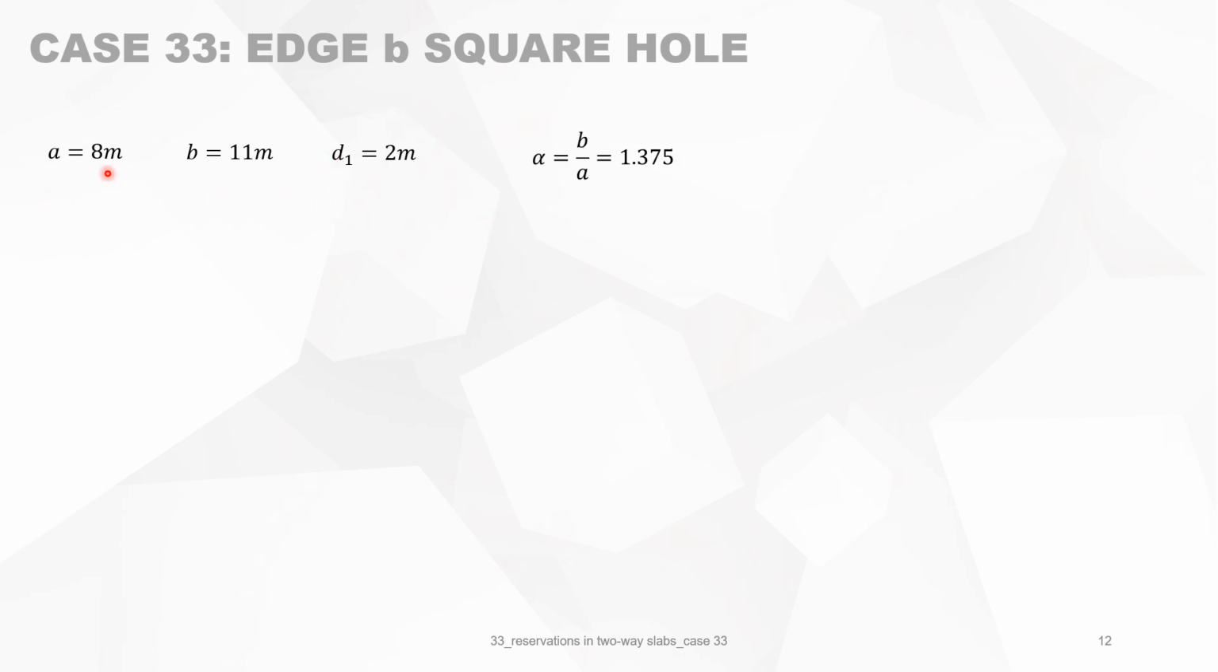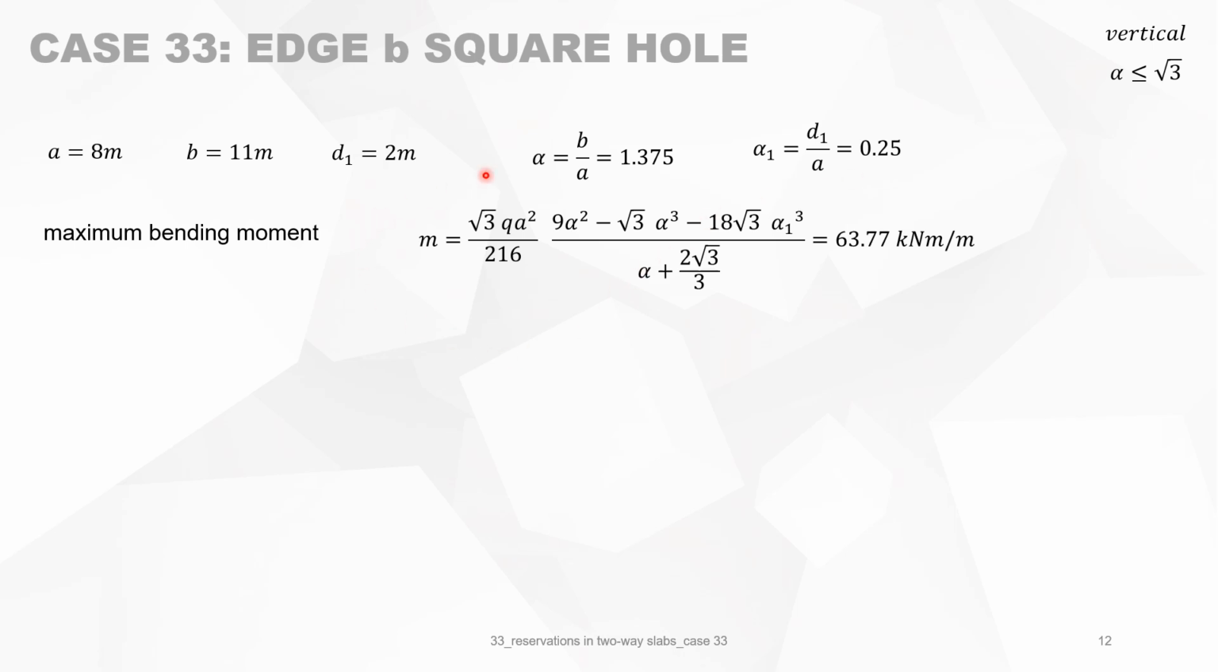Alpha is 11 over 8, which is 1.37, and 1.37 is smaller than the 1.7 of the square root of 3. So we are in the vertical system of yield lines. And alpha 1 is 2 meters divided by 8, it's 0.25. Now we can easily find the maximum bending moment. And it's 63.77 kilonewton meter per meter.